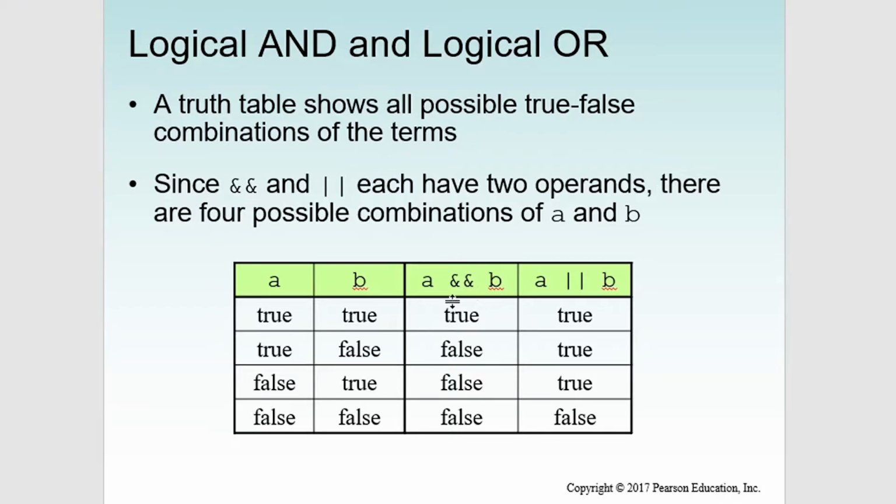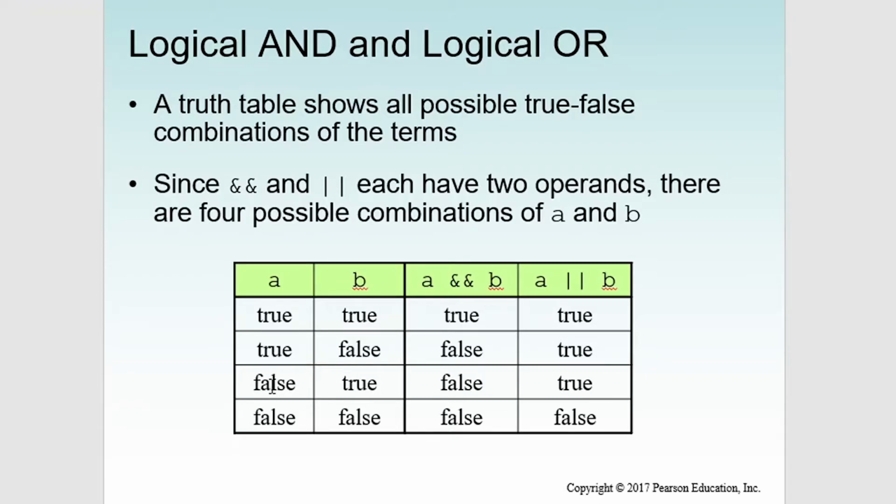So here's the truth table. You have A and B, and A or B. So if A and B are true, then A and B and A or B are both true. If A is true and B is false, then A and B is false because in A and B, both A and B have to be true. But for A or B, either one has to be true. Since A is true, then A or B is true.